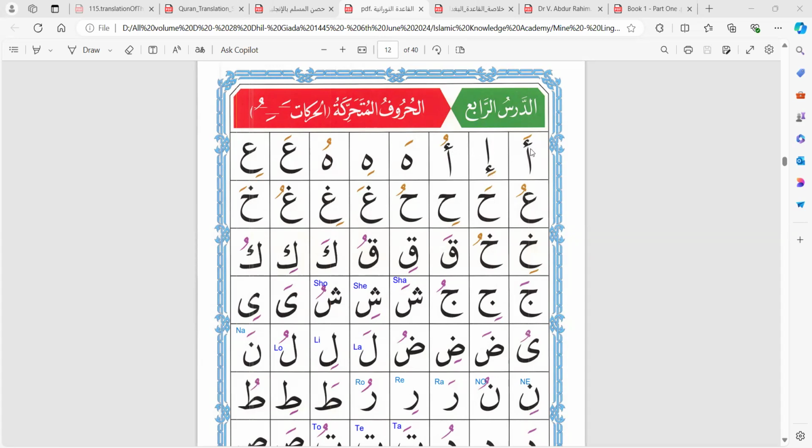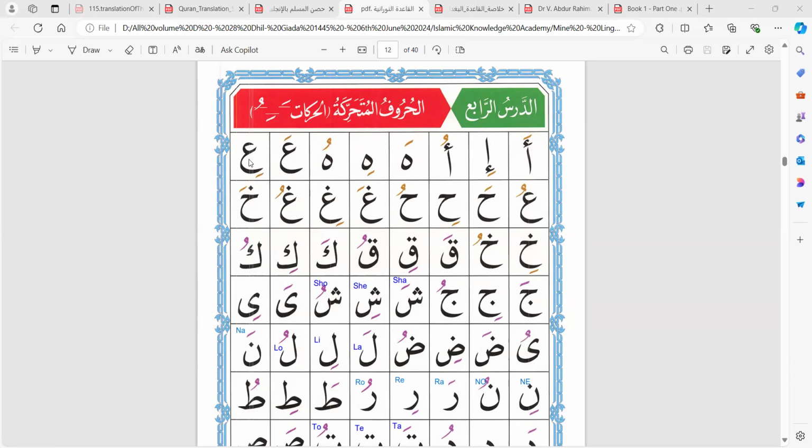So we start همزة فتحة أ, همزة كسرة إي, همزة ضمة أو. So together أ, إي, أو. Then the second letter ها فتحة ها, ها كسرة هي, ها ضمة هو. Together ها, هي, هو. The next letter عين فتحة ع, عين كسرة عي, عين ضمة عو.